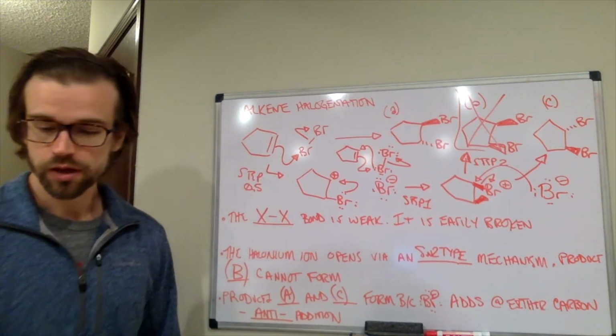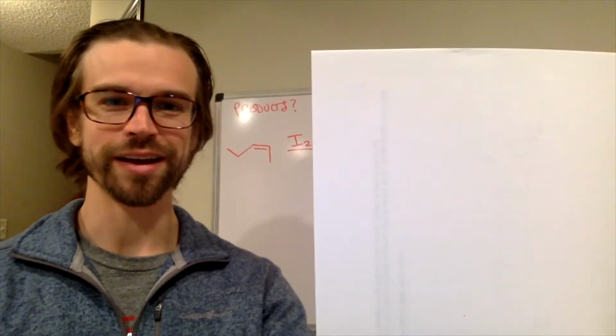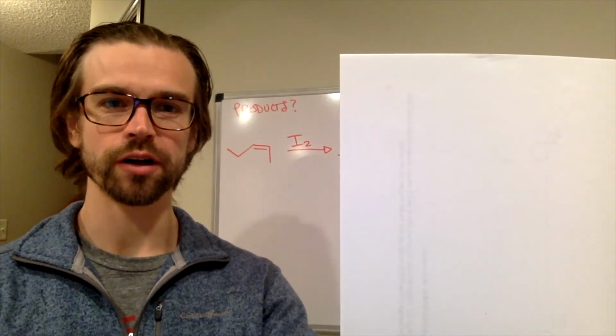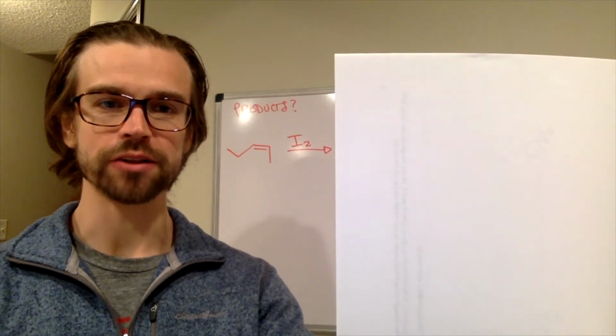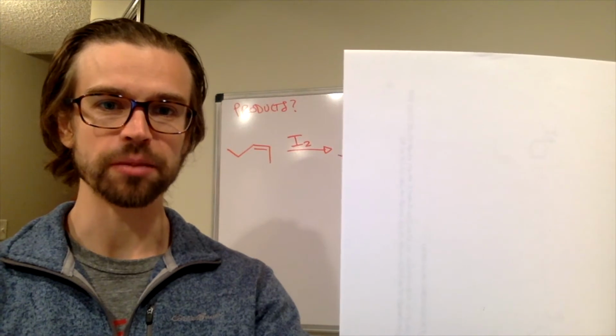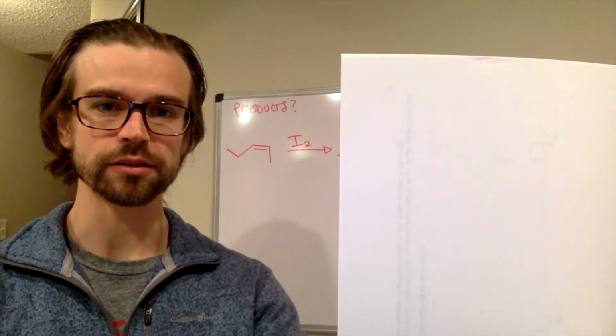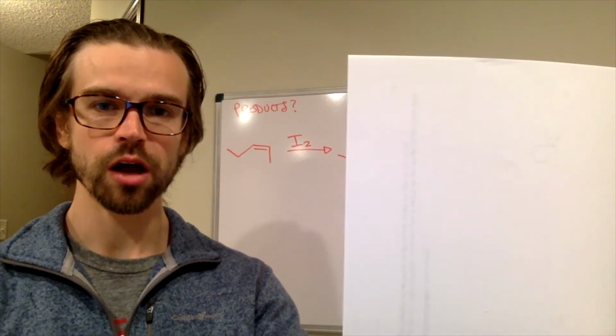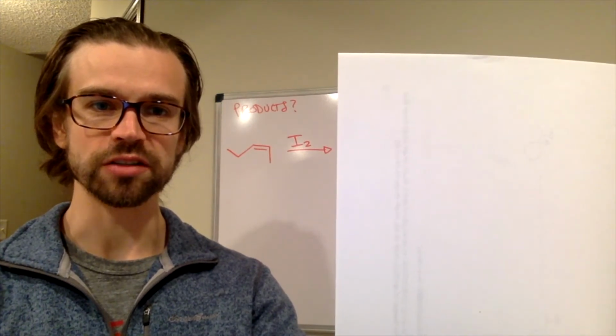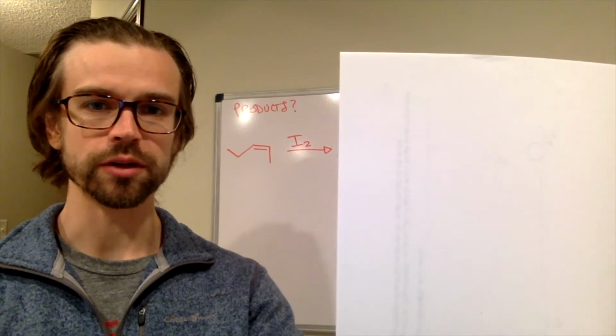All right, let's do another one of these. Okay, so now we're going to do another one of these halogenation reactions, and I want you to predict the product or products of this reaction here. So we have an alkene, we have I2. What is going to be formed as the product? So you pause the video. You are doing this right now.